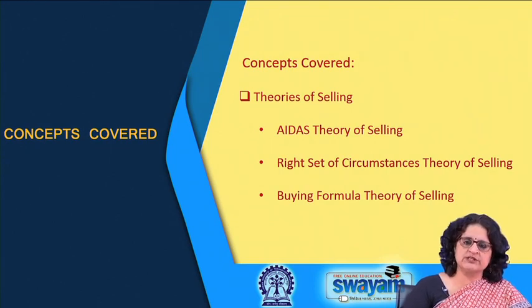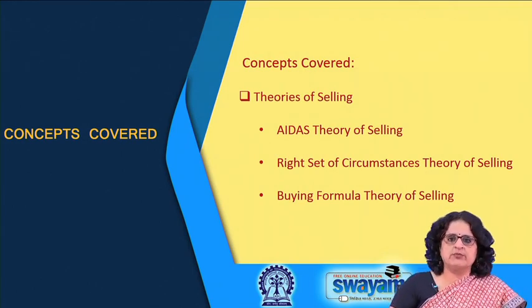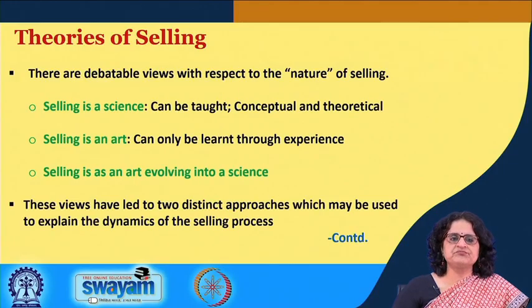So based on these distinct views and these distinct approaches, where we speak about buyer and seller oriented theories, and these theories can be further explained, we will be talking about some of these theories. In this particular lecture we shall be speaking about the AIDAS theory of selling, the right set of circumstances theory of selling, and the buying formula theory of selling. So let us now begin with the various theories as well as the approaches and the divergent views to understanding the dynamics of the selling process.